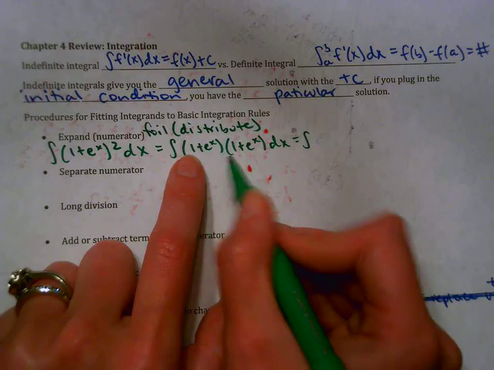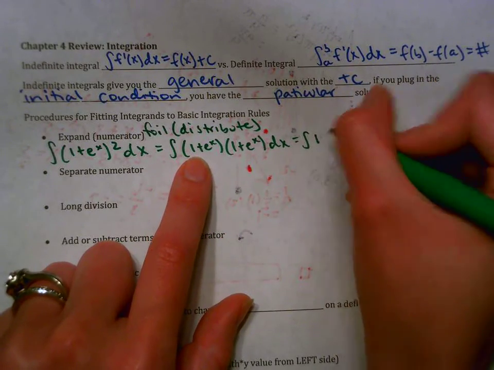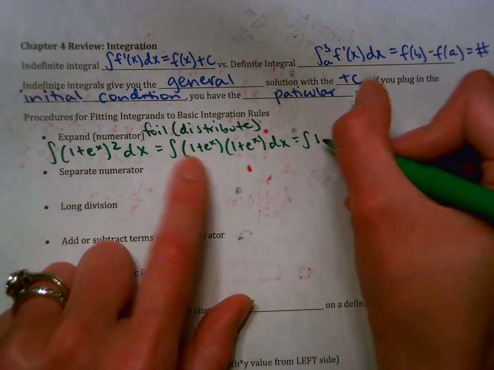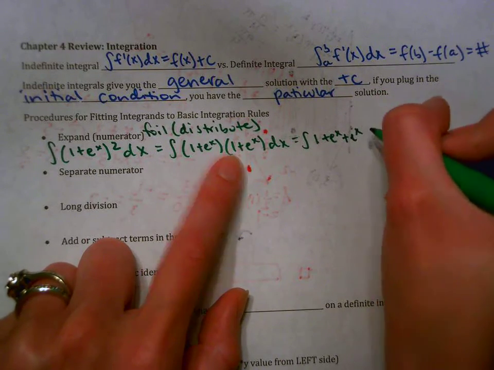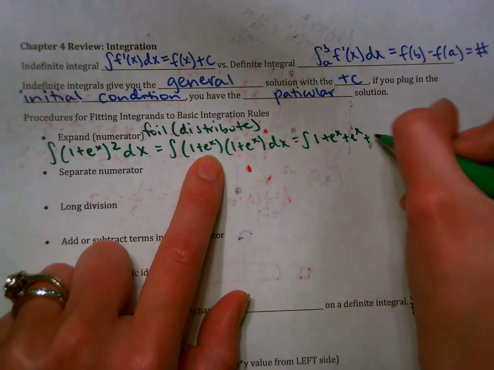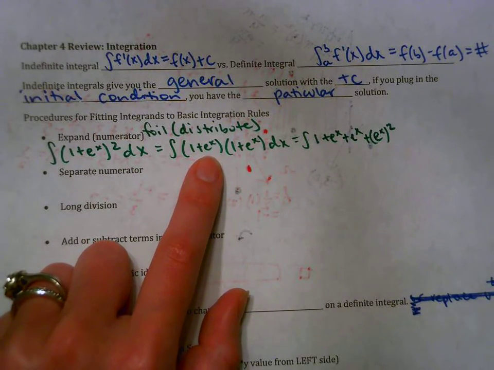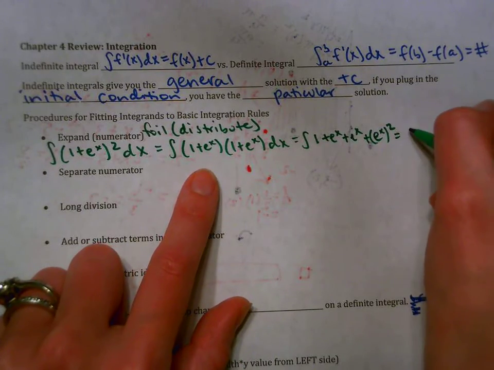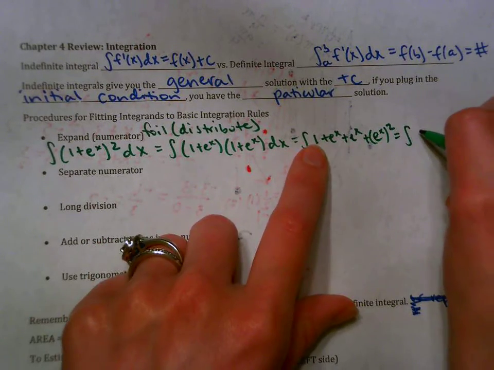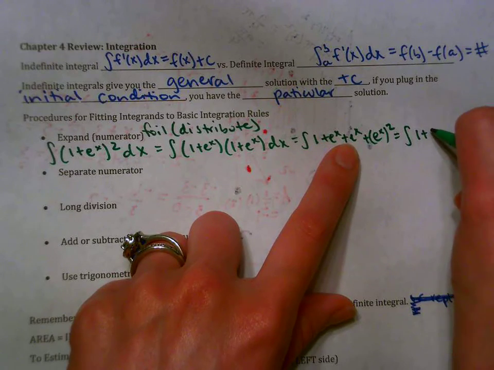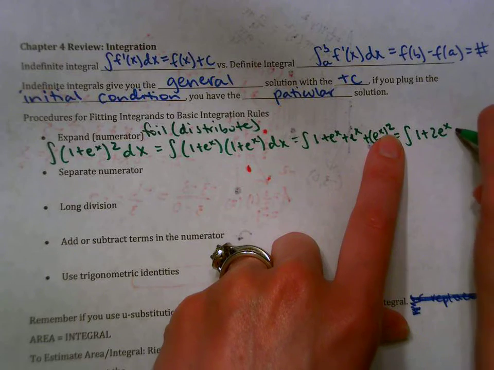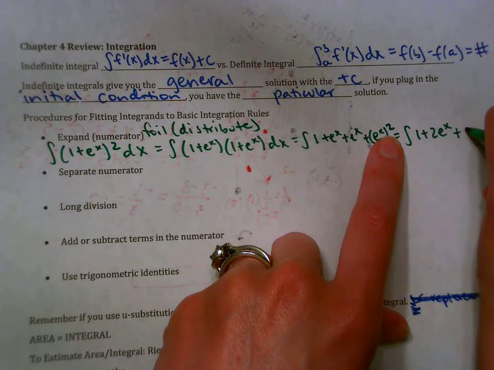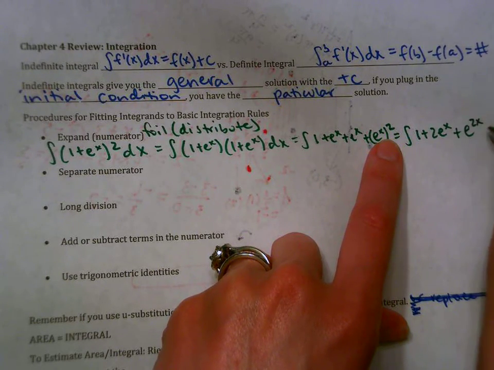And that would become, when you FOIL, 1 times 1 is 1, outer is e to the x, e to the x times 1 is e to the x. Now you have e to the x times e to the x, which is like e to the x squared, right? So then we could clean this up, and it'd be the integral of 1, e to the x plus e to the x is 2e to the x, and then when you have an exponent on an exponent, you multiply them. So that would be plus e to the 2x.